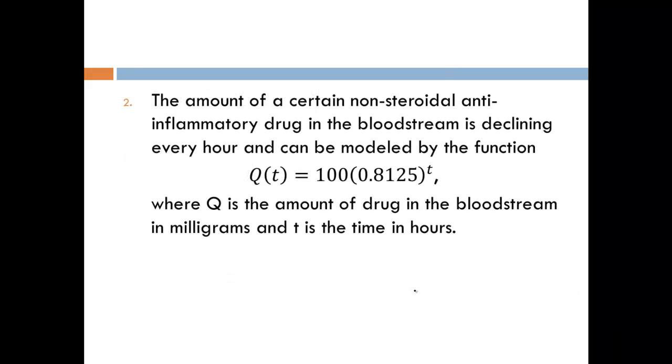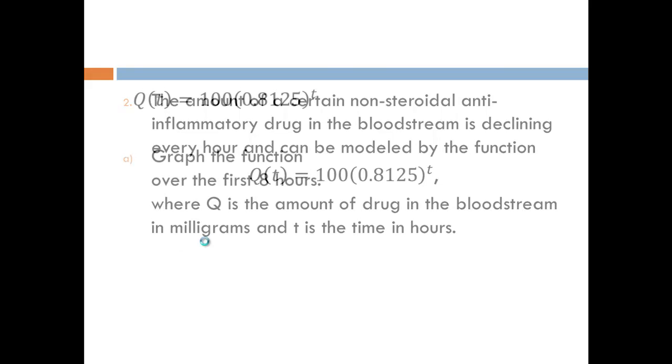In the second example, we have a certain non-steroidal anti-inflammatory drug where the amount in the bloodstream is declining every hour, and it can be modeled by our function q of t equals 100 times 0.8125 to the t power, where q is the amount of the drug in the bloodstream in milligrams and t is the time in hours.